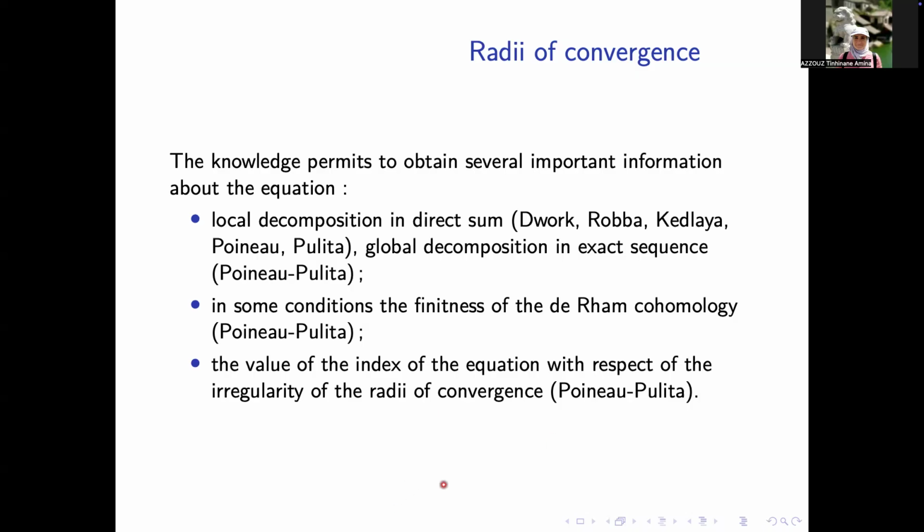And the index of the equation is also related to the de Rham cohomology. In the case where this one is finite, then the index can be obtained with respect to the irregularity of the radius of convergence. The irregularity, since they are not constant, is given by, let's say, the coefficients of the slopes that correspond to the radius of convergence. Then this is about the radius of convergence.